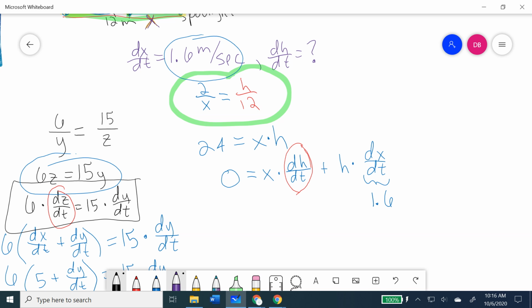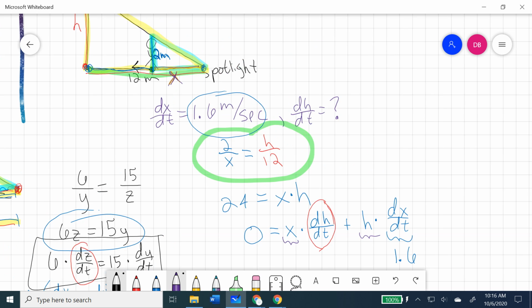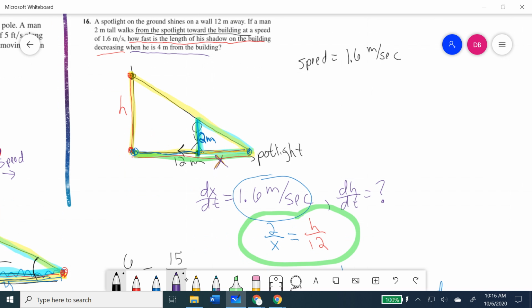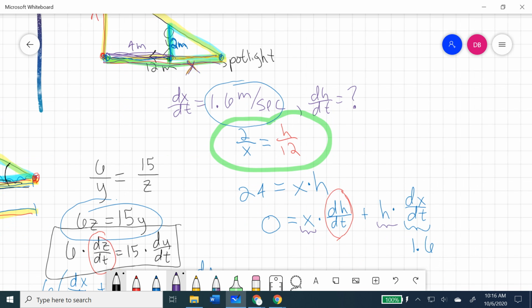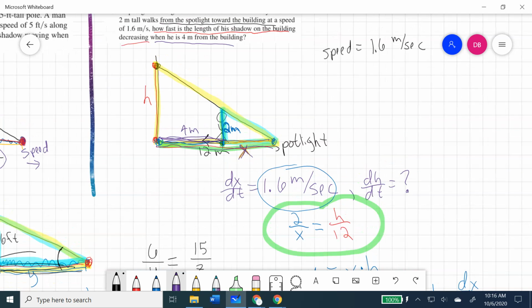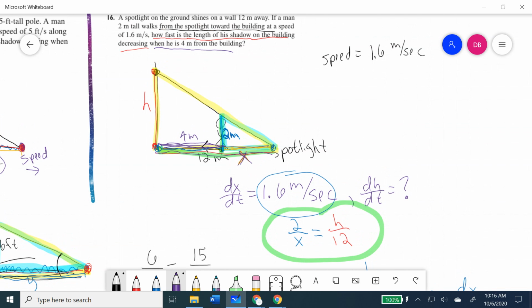And now I'm going to have to figure out from the "when" information what x and h are. The when information: when the person is 4 meters from the building. So this distance right here is 4 meters. I need to know the length of x and the length of h. So if this distance is 12, then x is going to have to be 8, 12 minus 4. And now I've got to figure out h based on this information.